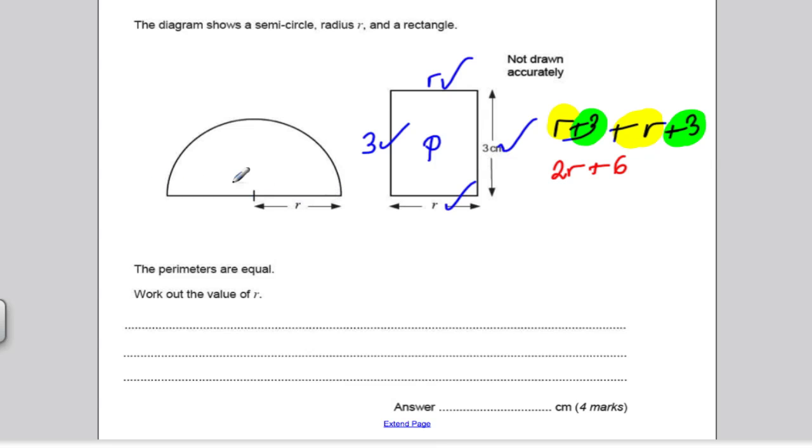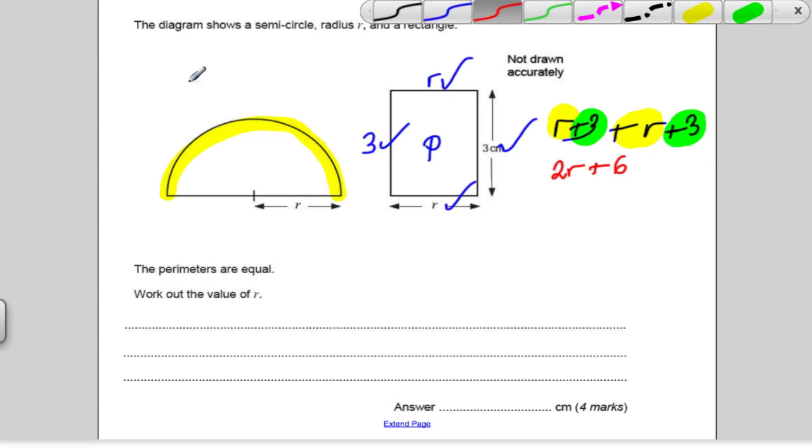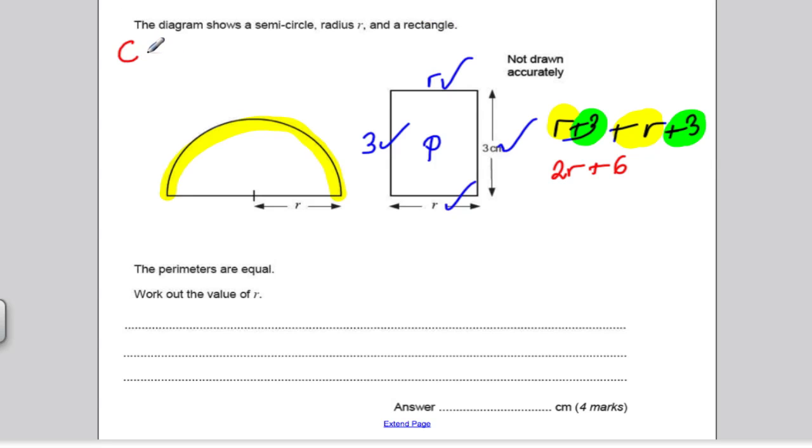What's the perimeter of this shape? Well, this bit here, the curved bit, is half a circle, it's a semicircle. And you know that the circumference of a whole circle is 2 times pi times r. So the circumference of half a circle must be pi times r. So this bit here must be pi times r. It's half 2 times pi times r.